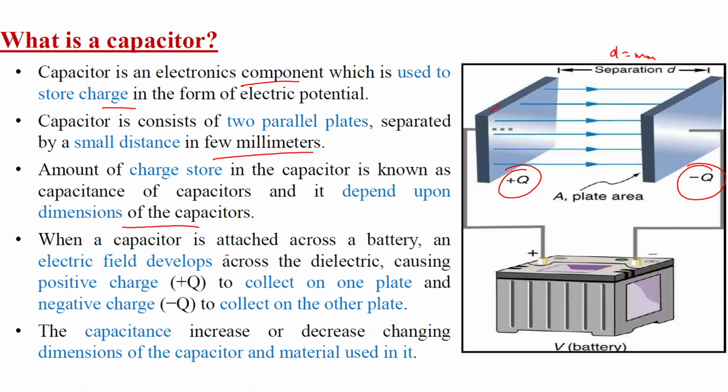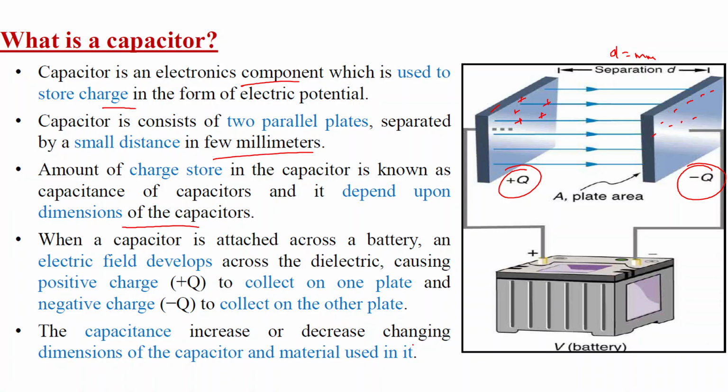When a capacitor is attached across the battery, an electric field develops across the dielectric, causing positive charge to collect on one plate. All the positive charge gets collected on one plate, so this is the positive plate, and this is the negative plate. All the negative charge gets accumulated on the counter plate.